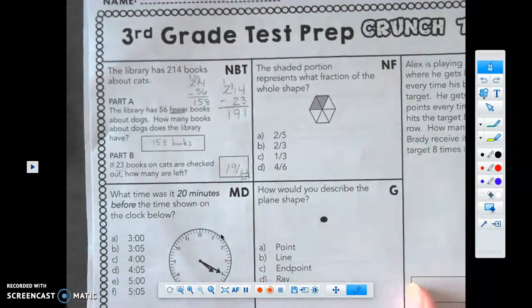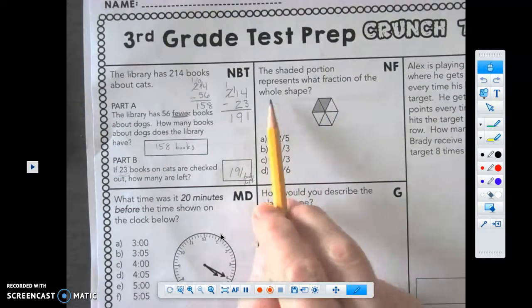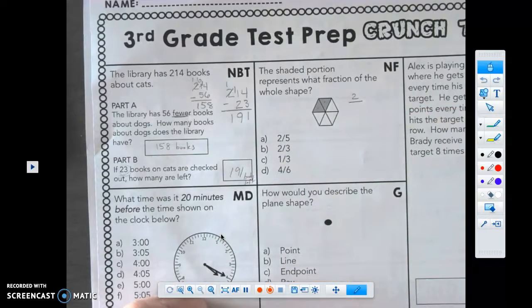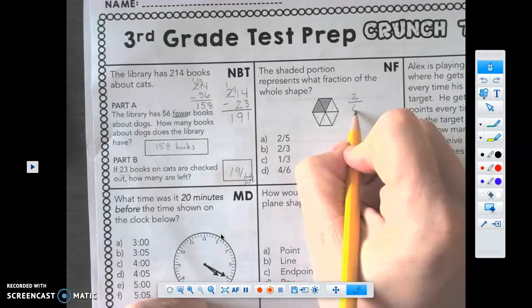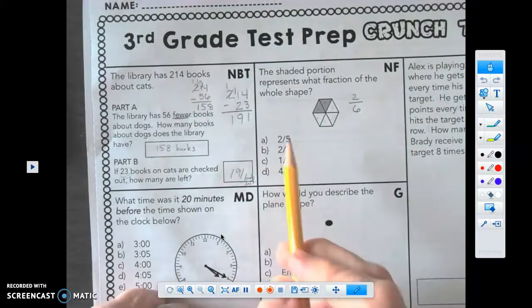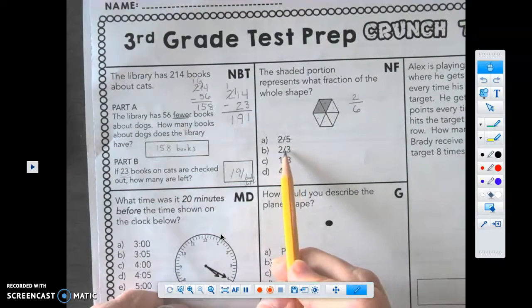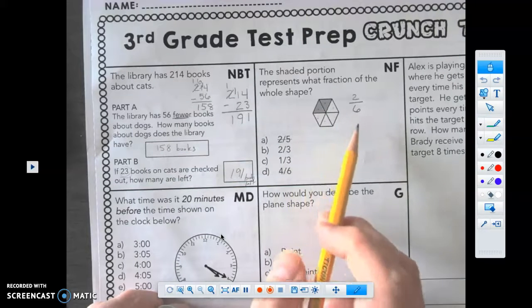Okay, let's look at the shaded portion. Represents what fraction of the whole shape? So first there are 2 pieces shaded, and then there are 1, 2, 3, 4, 5, 6 pieces. So it's got to be 2/6. Nope, that's not it. Uh-oh, I don't see 2/6.